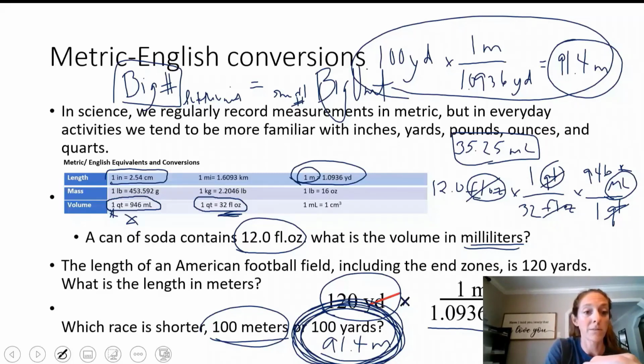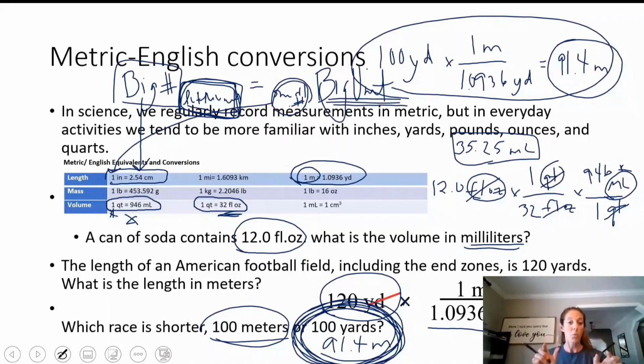2.54 is bigger, right? So 2 centimeters would be a littler unit. My 1 inch, 1 is smaller than 2.54, so that smaller number would be my 1, which means it's a bigger unit. Obviously, it takes a little more than 2.5 centimeters to equal 1 inch. So there's many centimeters in 1 inch. So inch is my bigger unit. And we can do that for all of these.